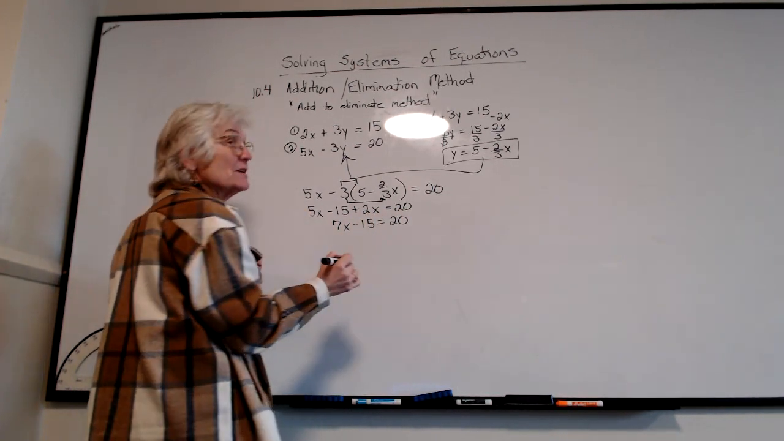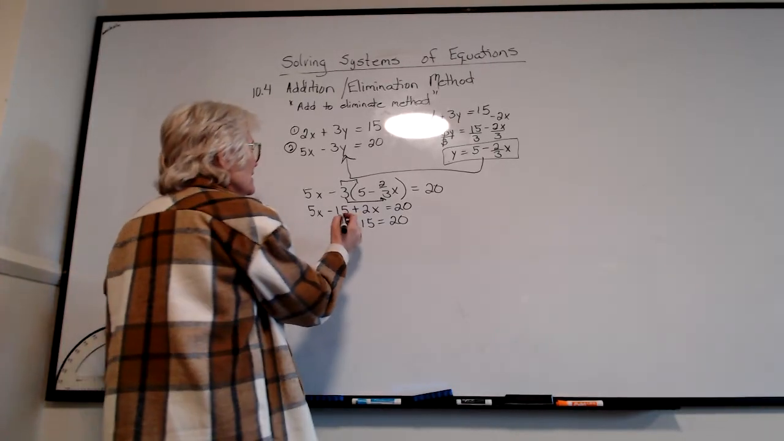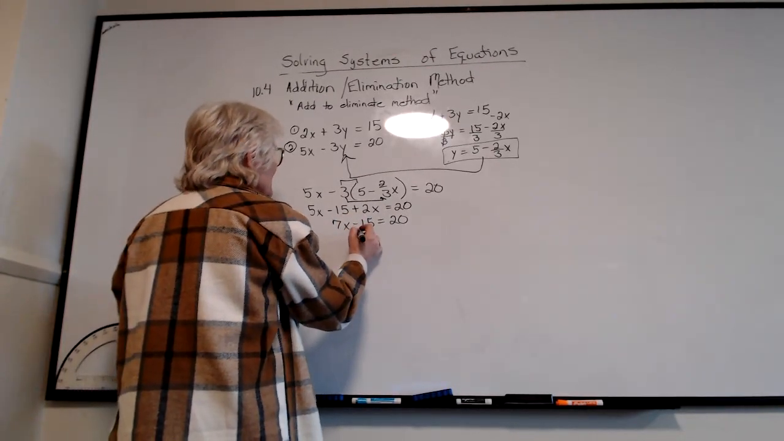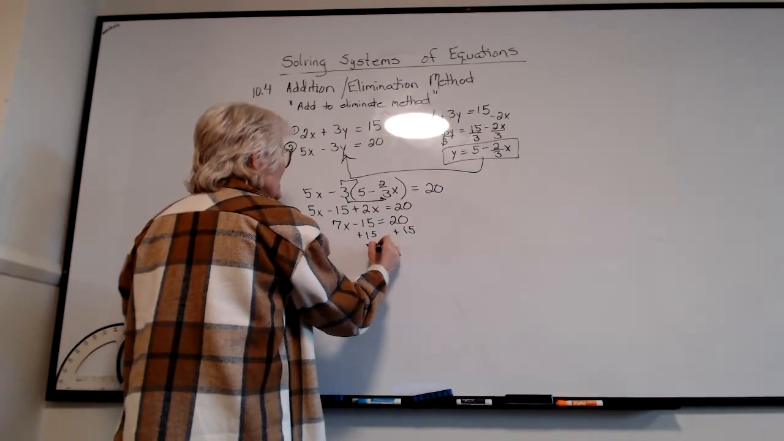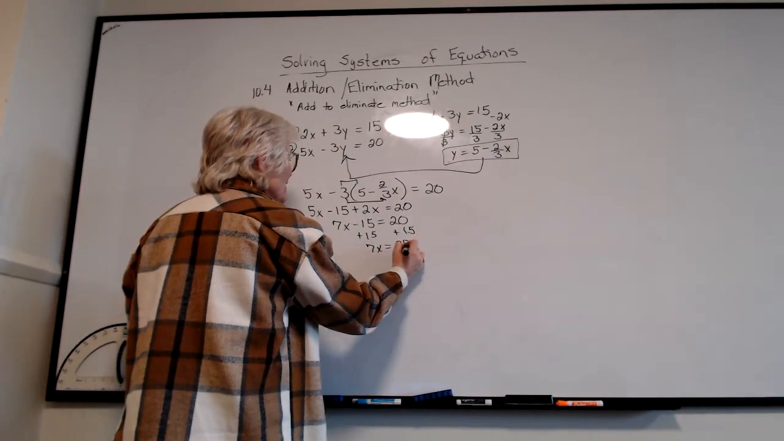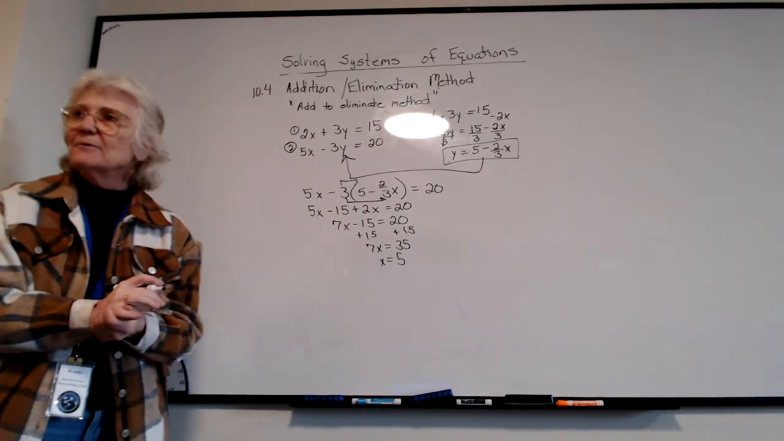Well, how about this? I've actually got one that works. I got numbers that are actually whole numbers. So that's very unusual. Add 15 on both sides. I get 7x equals 35. So x is going to be 5. Does everybody agree with me there?